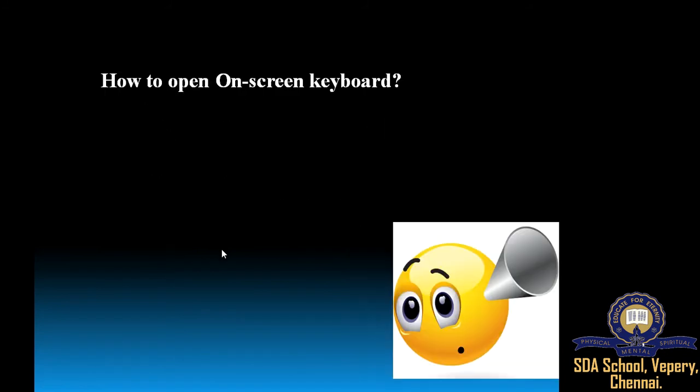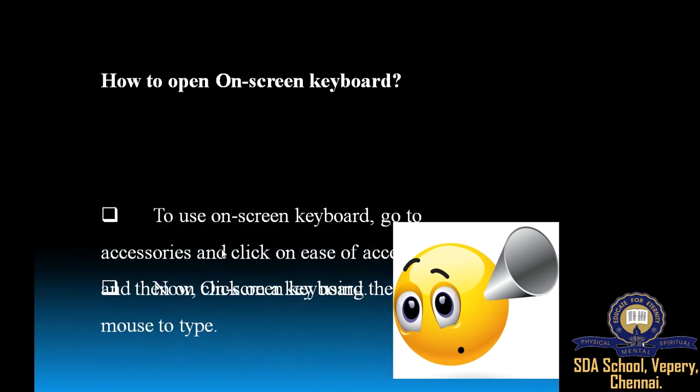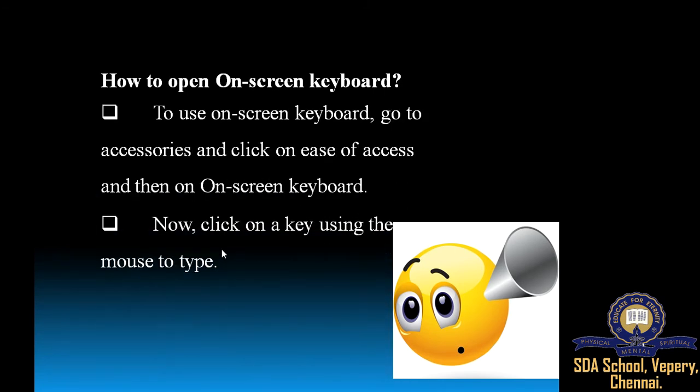Next, how to open the on-screen keyboard. Like the sound recorder, calculator and sticky notes, for the on-screen keyboard also we have to click Start, All Programs, then Windows Accessories, then select the on-screen keyboard, in Windows 7. To use the on-screen keyboard, go to Accessories, click on Ease of Access, and then click on On-Screen Keyboard. Now click on a key using the mouse to type. You have to type by using the mouse.